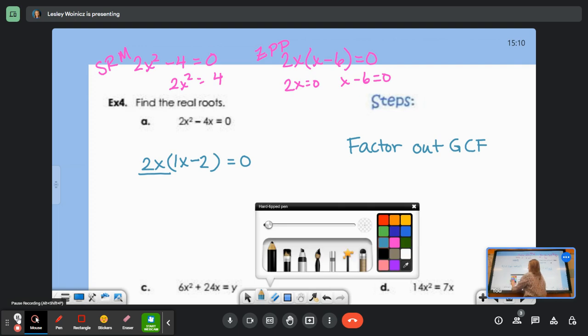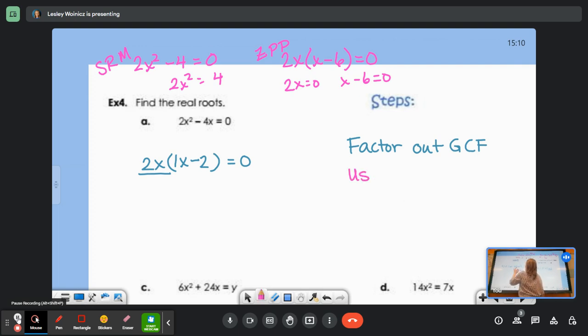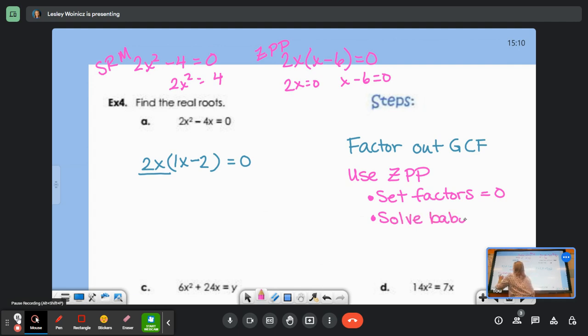Our second step is going to be to use the ZPP, zero product property. So we will set our factors to 0. Okay, we will solve the baby equations. And then we will list our P and Q in curly brackets. And that's it. It's going to be fast.